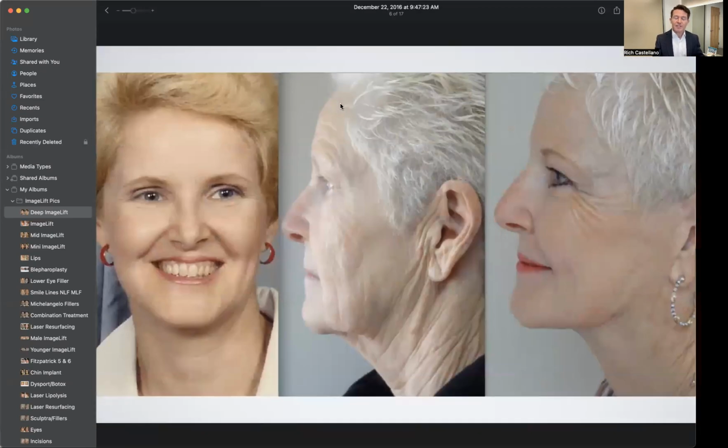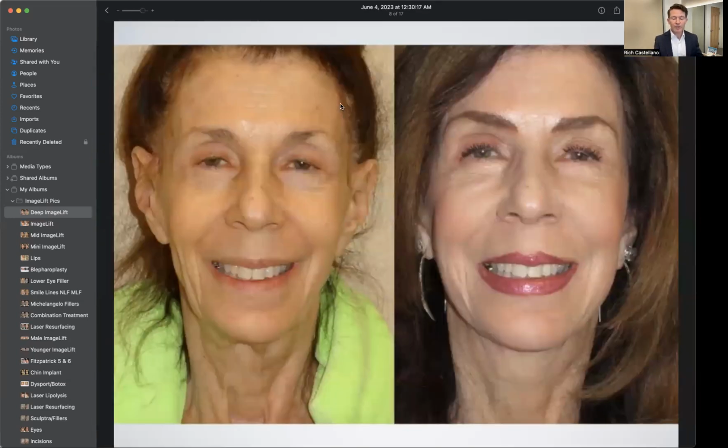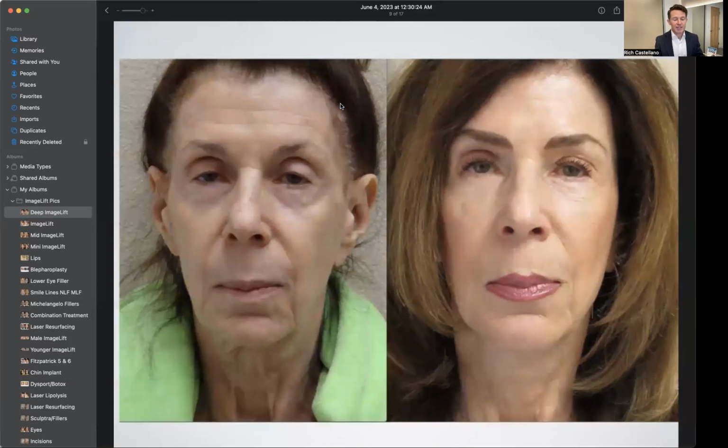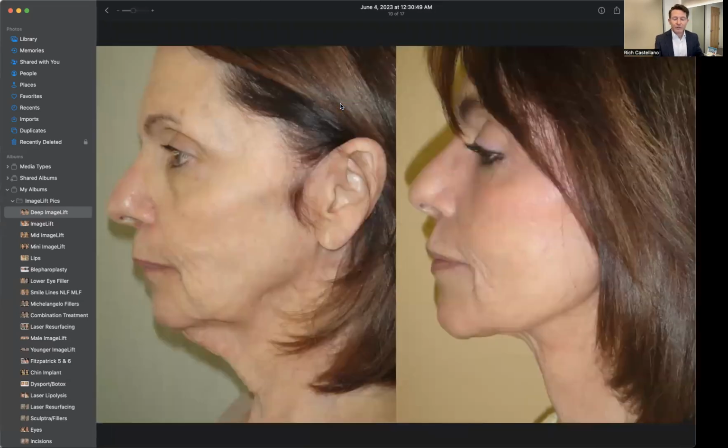So the deep plane lift, this did laser and filler and deep lift with this patient. We preserve the salivary glands, we preserve the muscles. There's no drains, no staples, but you can see the deep lift gets a really good result. This is combination treatment, Deep ImageLift with fillers and laser resurfacing. Looks very natural. What's the difference with all the lifts?